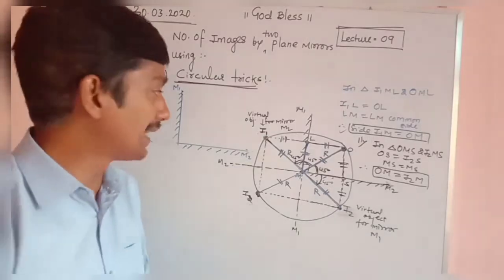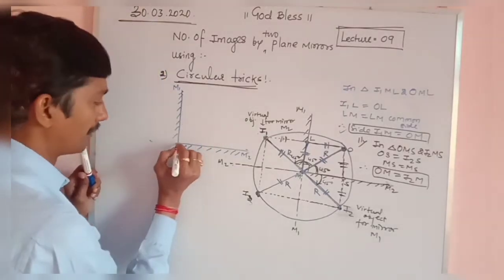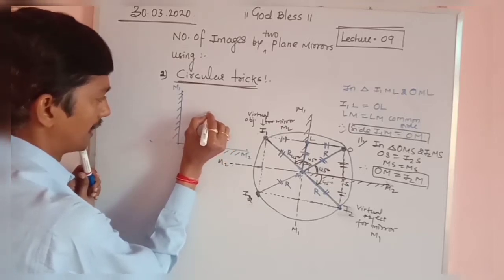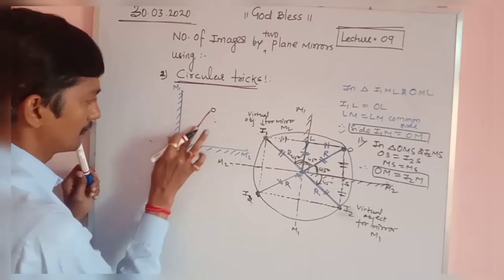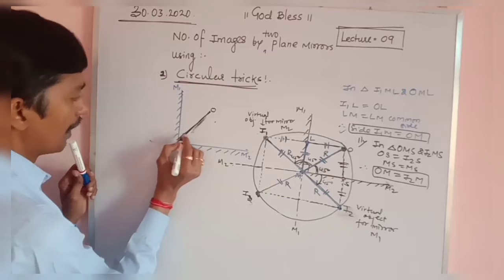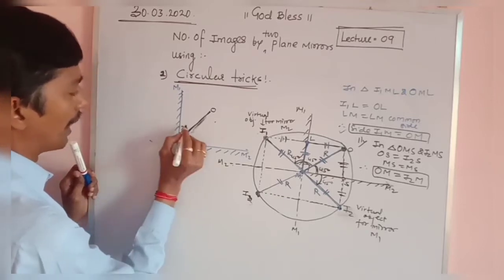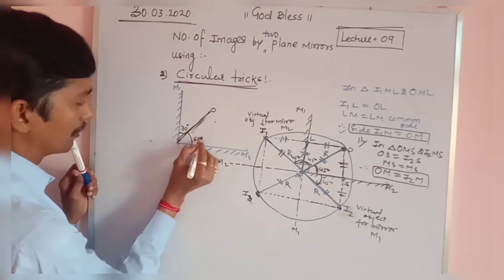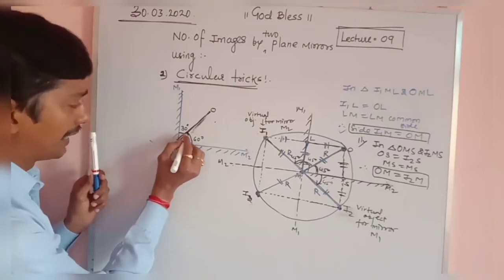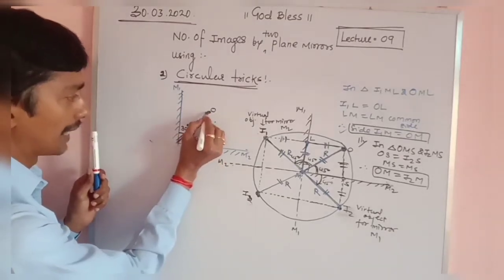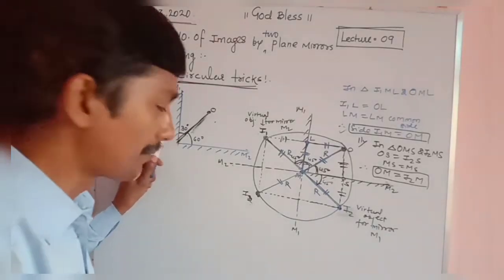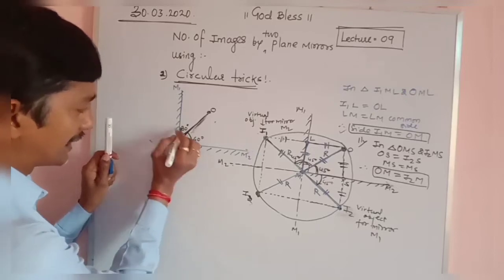So what I mean to say is, for example, look at this. Suppose the object I have taken here is at 30 degrees from M1 and 60 degrees from M2. I repeat, in my question, the object is at 30 degrees from M1, and 60 degrees from M2.